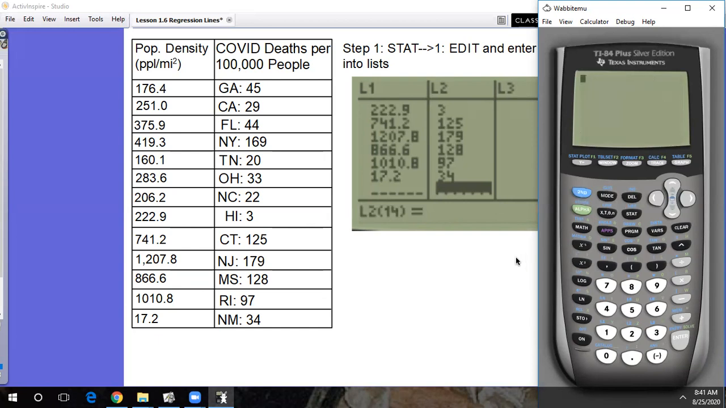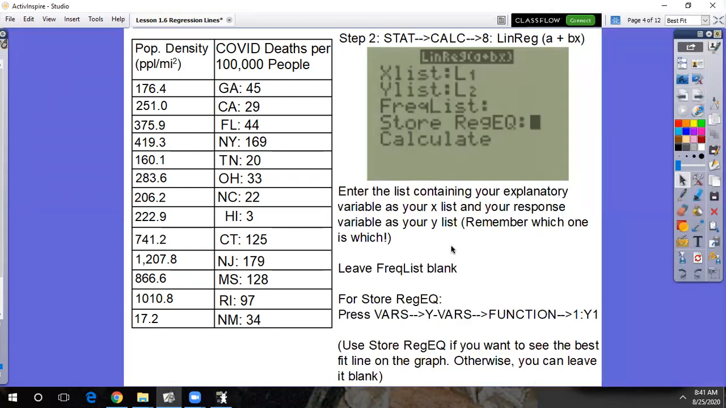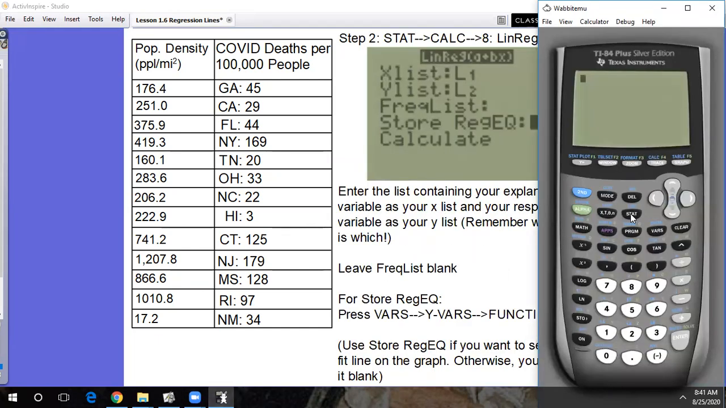So we're going to quit. We've got our data entered. What we're going to do is go back to stat, and this time instead of edit, we're going to go over to this tab that says calc, and we're going to scroll down and find number 8, which is LinReg(a+bx). If you notice, there's also LinReg(ax+b).